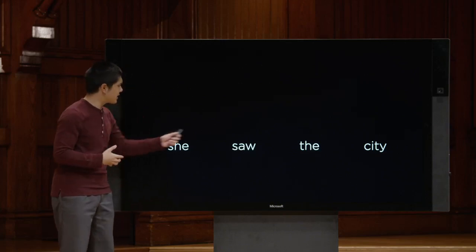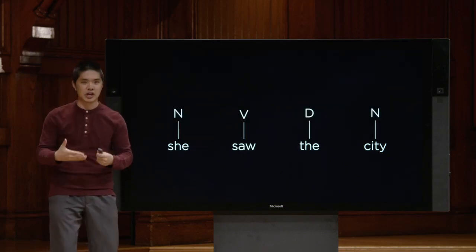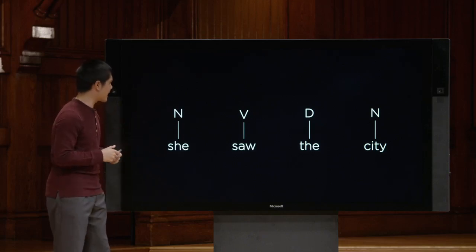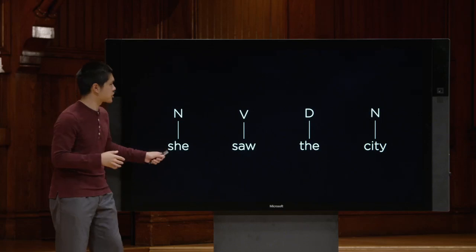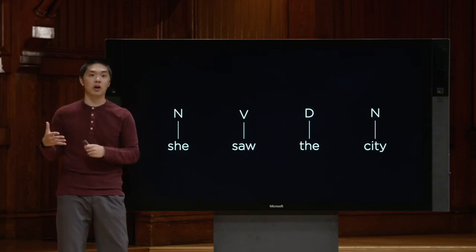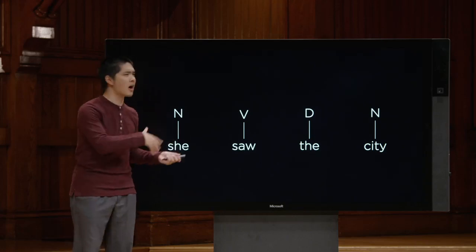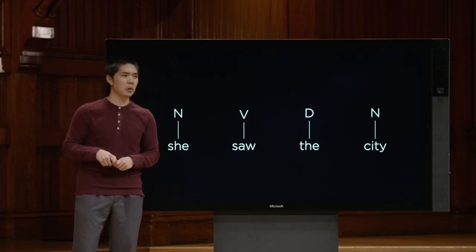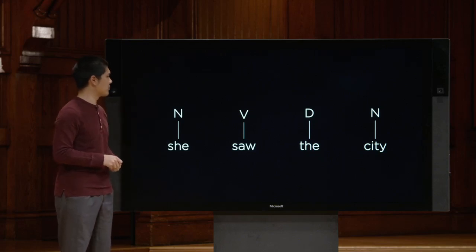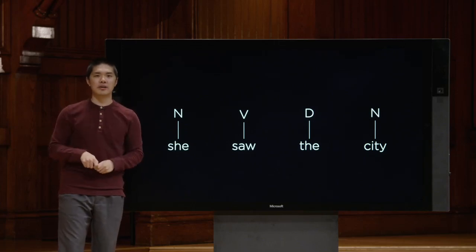We're going to associate each of these terminal symbols with a non-terminal symbol that generates it. So here we've got N, which stands for noun, like she or city. We've got V as a non-terminal symbol, which stands for a verb. And then we have D, which stands for determiner. A determiner is a word like the or a or an in English, for example. So each of these non-terminal symbols can generate the terminal symbols that we ultimately care about generating.